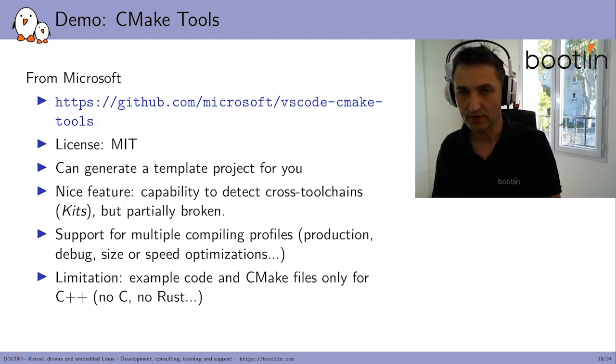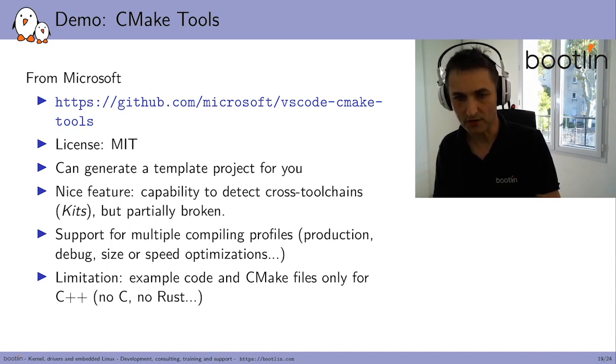Another tool I found is called CMake Tools from Microsoft. It was actually created by somebody else, but Microsoft took over. So this can generate a template project for you to get started. And the nice feature is the capability to detect cross toolchains. It calls such toolchains kits, but that's partially broken, as we will see. There's support for multiple compiling profiles, like building a production-ready executable or an executable with debugging symbols, or to optimize the executable for size or for speed. Another limitation is that there's no example code or CMake files for languages other than C++. I didn't see any C support, any Rust support, and that's missing.